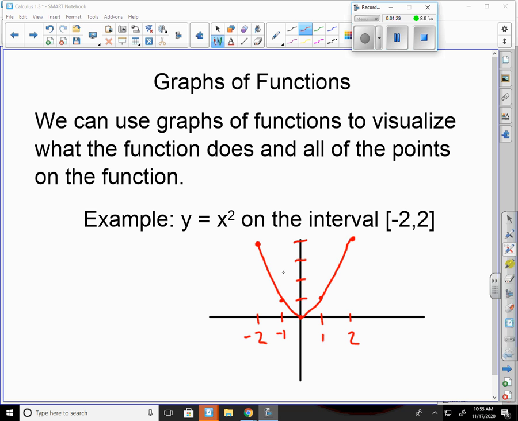Exactly. You can't plug in 3 because that's outside of the interval. We're only looking for the interval between -2 and 2. And that is literally it for that. We're done.